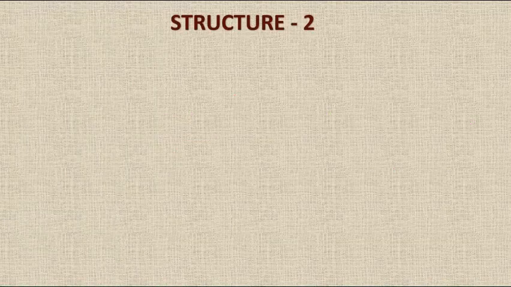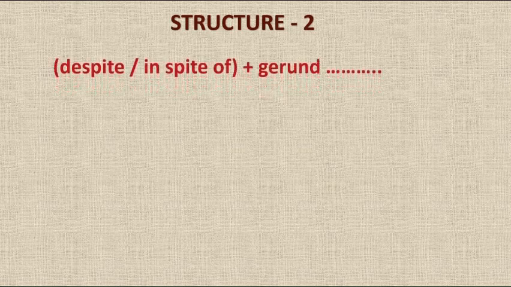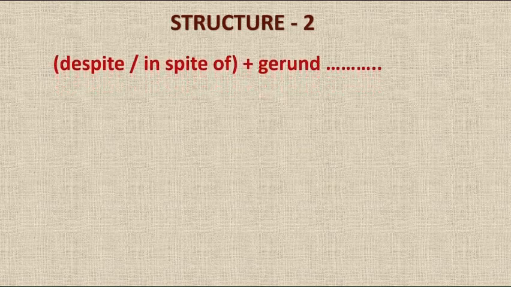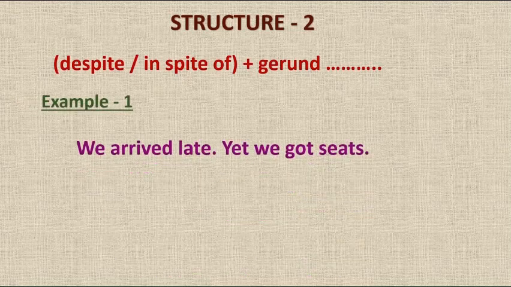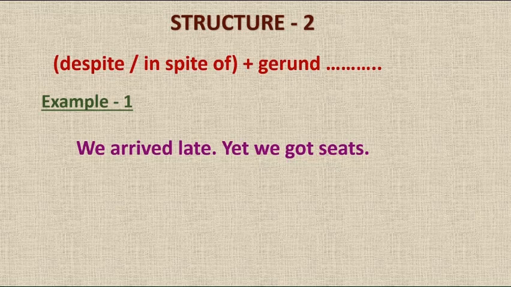Now look at structure 2. In this structure we use a gerund after in spite of and despite, and after the gerund the main clause follows. Let's look at this example. We arrived late, yet we got seats.